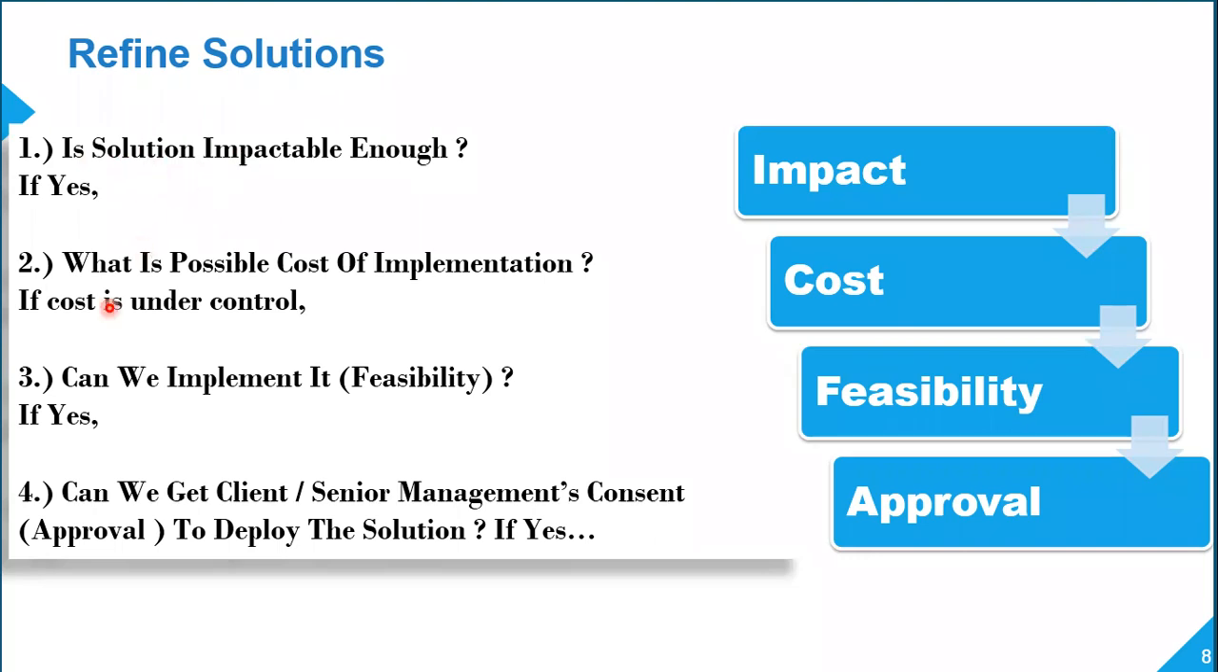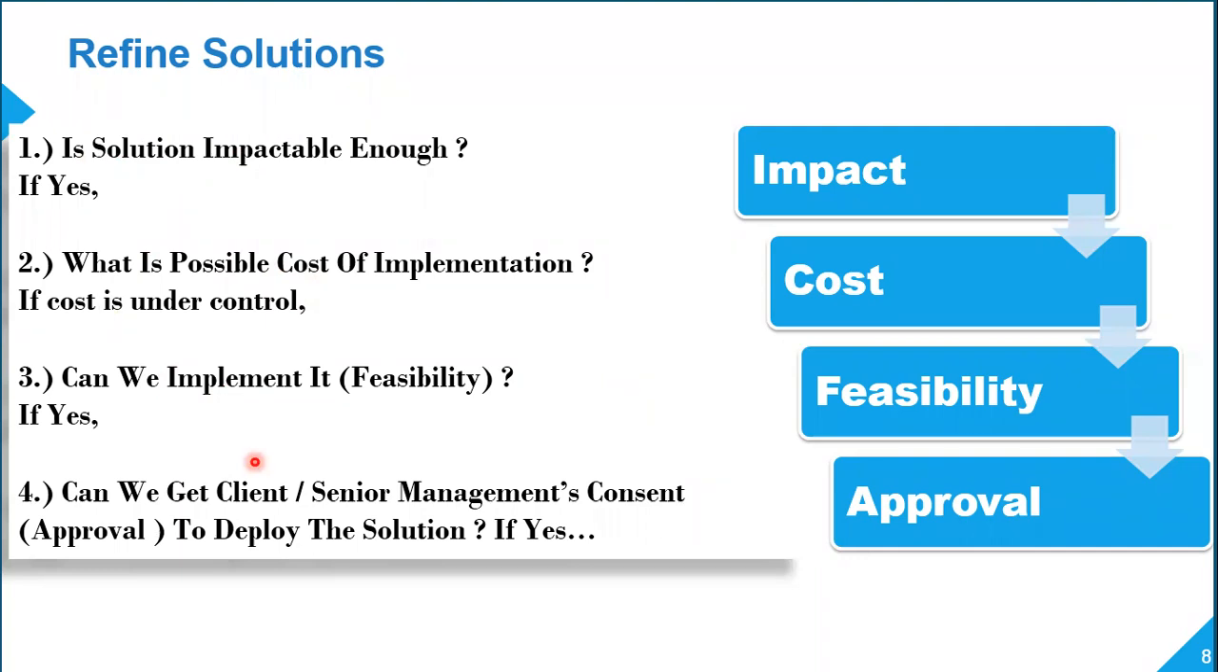Secondly, if the solution is impactable enough, then the next question will be: what is the possible cost of implementing this solution? The next question is: can we implement it? So, feasibility. These are two different things. Whether it is impactable, and whether it is implementable. It is impactable.